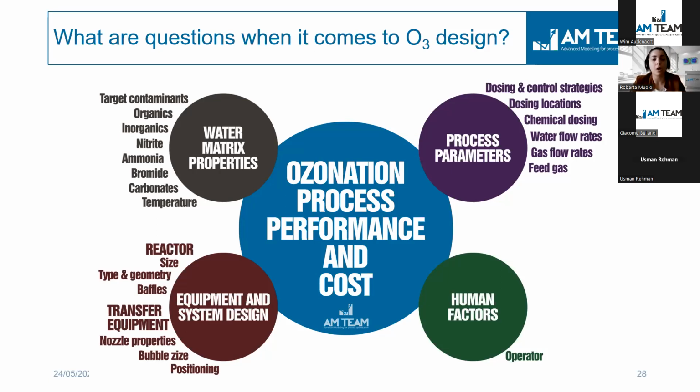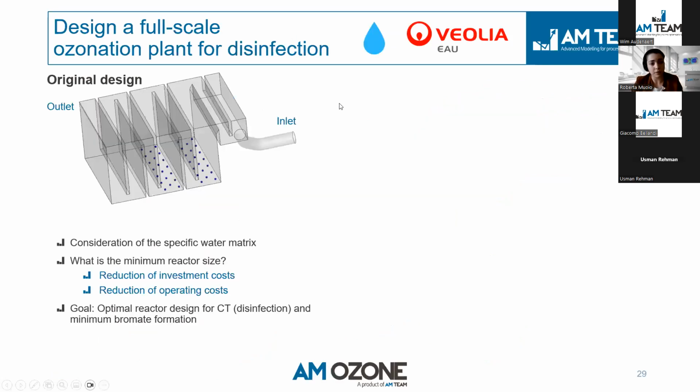Next to that, we have the system design. So really, how would you design your ozone installation? Where would you place the baffle or the diffusers and so on? And finally, the process parameters. With the water matrix properties that you have and the system design that you have, how would you smartly operate your installation? Where would you distribute the dose, for example. So with the combination of CFD and AMOZONE kinetic model, we can actually address all of these 3 main drivers. And we can adapt the design based on the specific water matrix and the process operation.